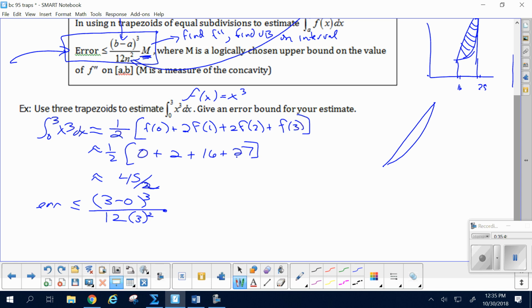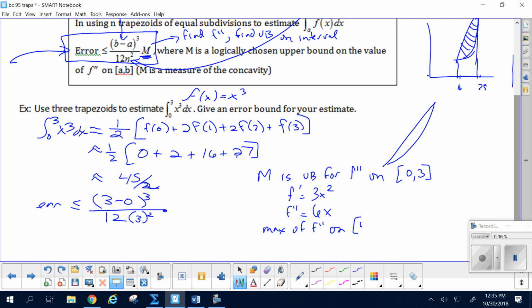Now M, you need to go off to the side and find. M is a max or an upper bound for the second derivative on the interval. Okay, so F prime is 3x squared. F double prime is 6x. What is the max of F double prime on 0 to 3? It is 18. That's it. That's the greatest possible concavity over that region. The most the slopes could be changing at any one point in that region is 18.